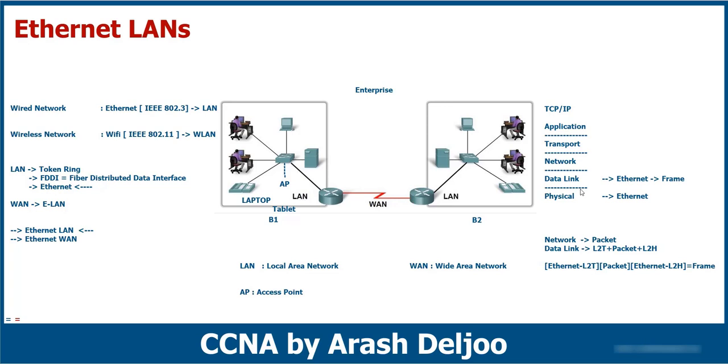In the physical layer, Ethernet has some physical functions, and in the data link layer, Ethernet has some logical functions. For example, converting the packet to a frame: it should add the layer 2 header and layer 2 trailer to the packet, and finally we will have a frame.